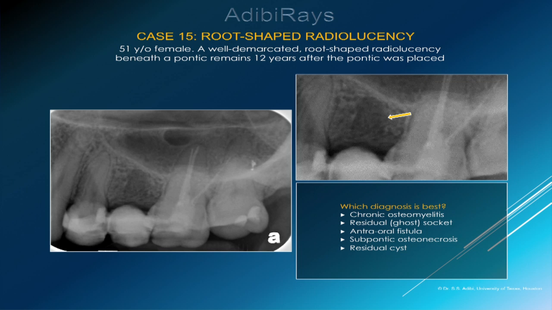This is a case of a 51-year-old female patient with a well-demarcated, root-shaped radiolucency beneath a pontic, 12 years after the bridge was made. Which one is the best diagnosis? Chronic osteomyelitis, residual socket or ghost socket, intraoral fistula, subpontic osteonecrosis, or residual cyst.